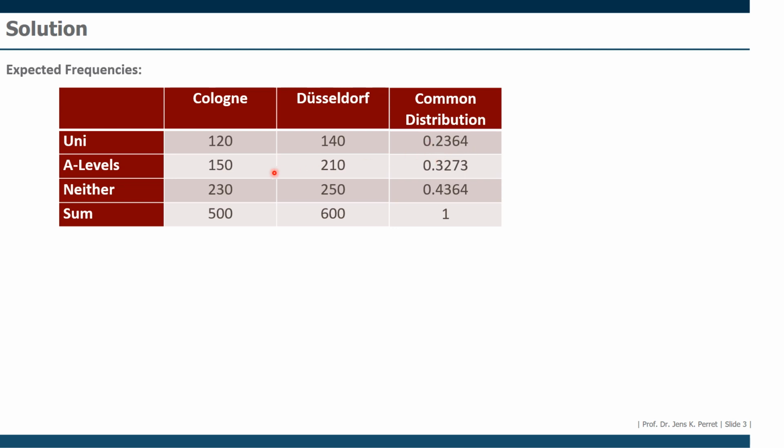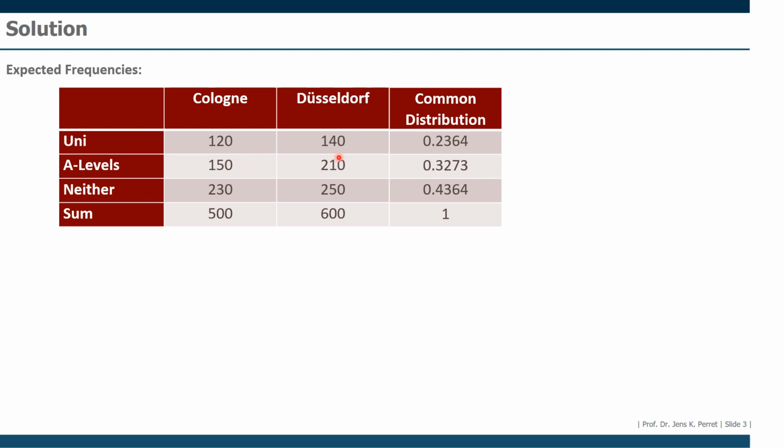Then I'm going to do the same thing for the A-levels. 150 plus 210 is 360, divided by 1100, giving me this value. Finally, 230 plus 250, giving me 480, divided by 1100, gives me this percentage value for the neither category. So that was the first main step. In the second, I'm going to use this distribution to calculate the absolute expected values for both samples.